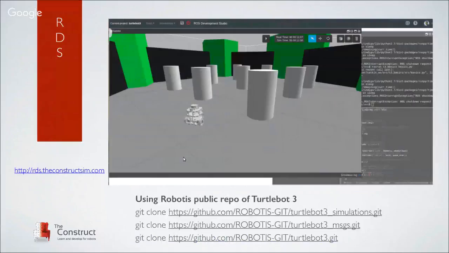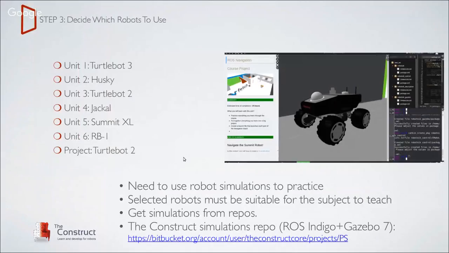Then just bear in mind that the selected robots for your simulation must be suitable for the subject that you are teaching. In our case, we need robots that can move, that can navigate. But in your case, if you are doing a grasping one, you have to select simulations with a grasper in some way.